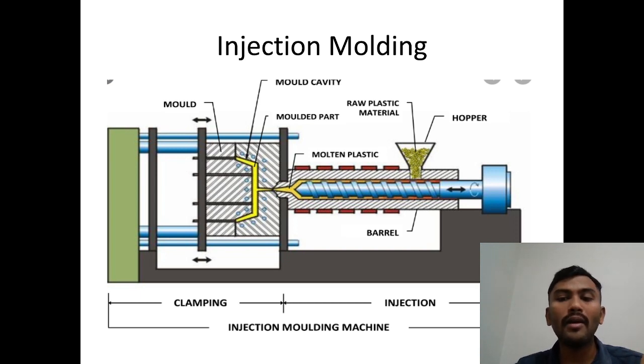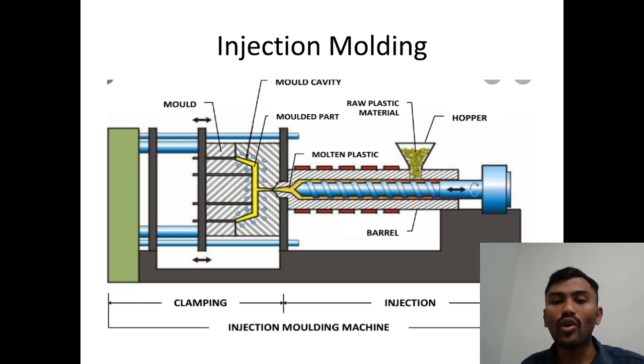The barrel is a rotating part, as you can see in the figure. It is attached to a hopper. In the hopper, we place our raw material. For example, you are choosing a plastic raw material. You place the raw plastic material in the hopper, and that material will be sent to the barrel.